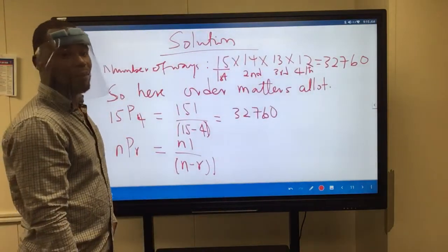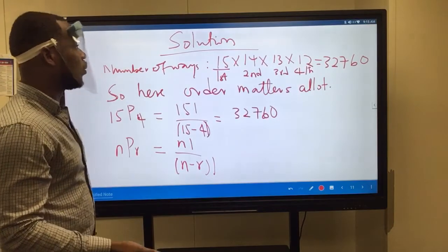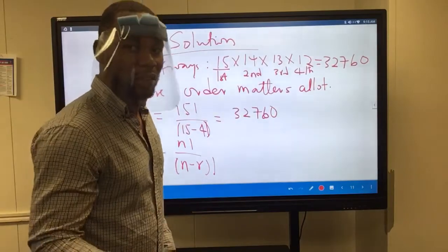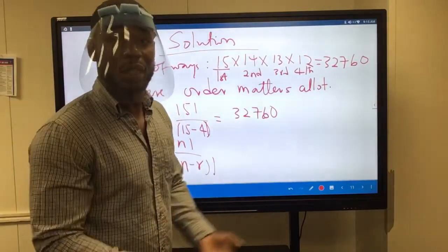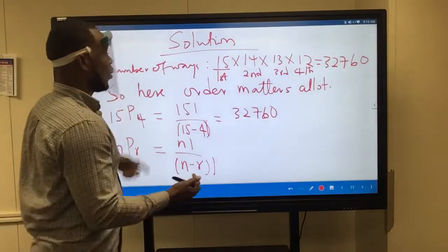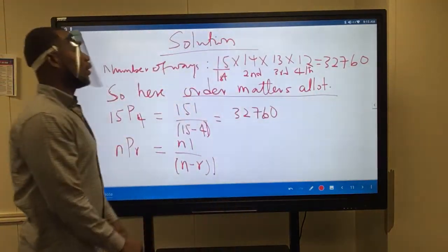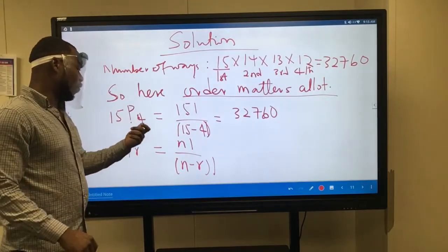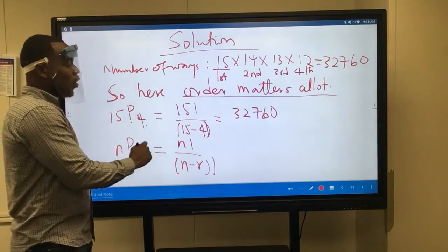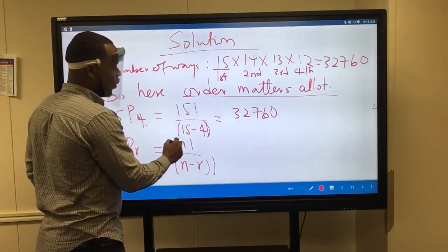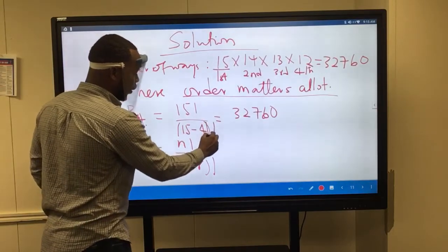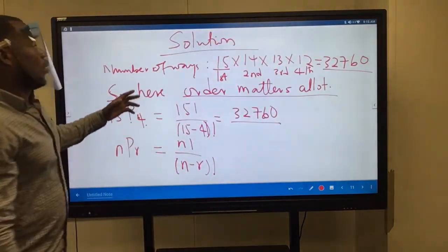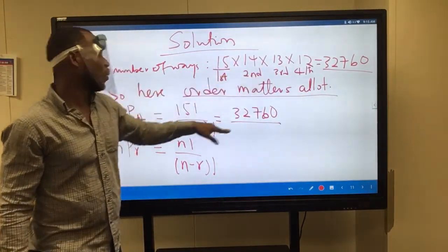So in permutation, we are looking at the order at which things occur. The order occurs first position, second, so order matters in this. The order at which it occurs matters a lot. But if you want to write it, you just do 15P4, which is permutation 4. This is how we write it, which is 15 factorial divided by 15 minus 4 factorial. And this will give you the same answer we got over here. So this is the practical way of looking at it, but this is the formula.